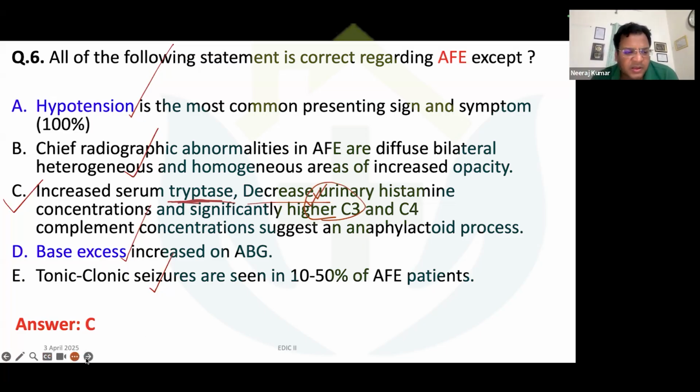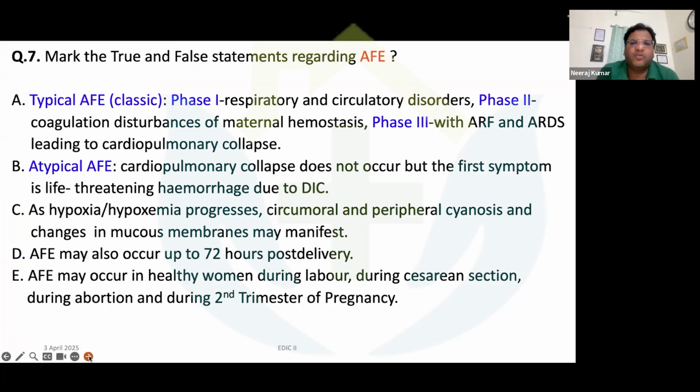Okay. Now coming to the next option, the true and false statements regarding amniotic fluid embolism. There are two types, typical, which is also known as classic. It has three phases, phase 1, 2 and 3. Phase 1 is cardiac or respiratory disorder. Phase 2 is coagulation disturbances. And phase 3 is acute respiratory failure with ARDS and cardiopulmonary collapse.